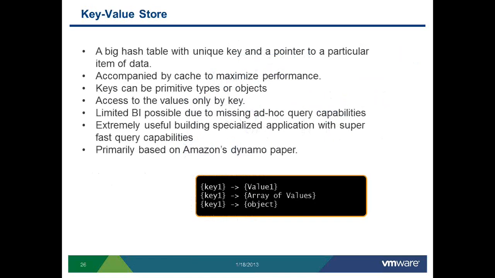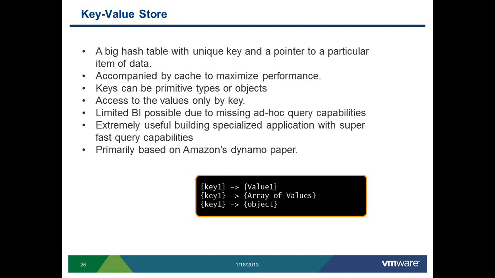The next one. I'll be talking about some of the NoSQL stores, the behavior and features of the NoSQL stores. If you take a look at key value stores, they are primarily a big distributed hash table with a unique key and also a pointer to the item of the data. Sometimes they also get accompanied by a cache, so that we can get better performance. Keys can be primitive types or objects. So we can also have an object that is hashed into a key.